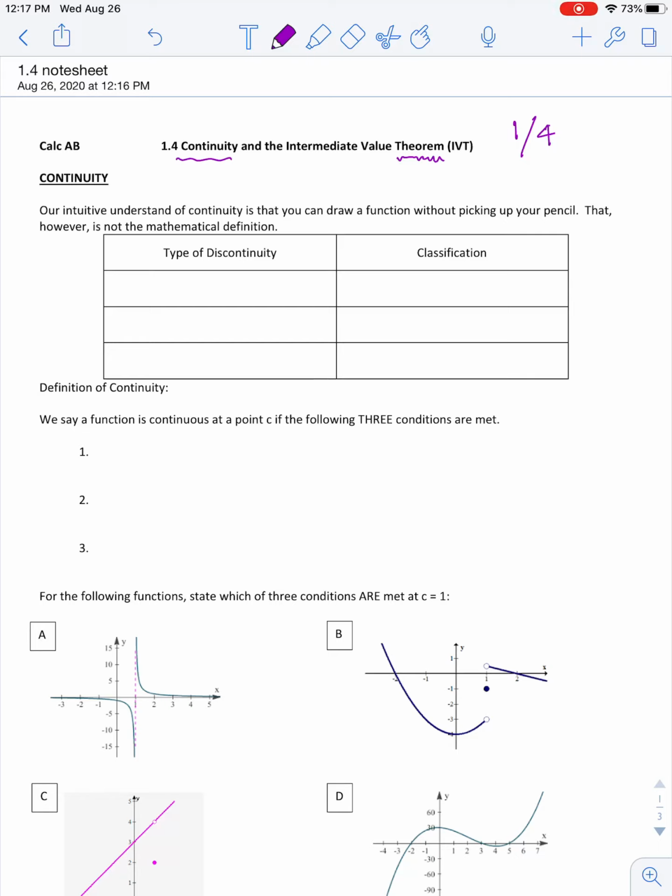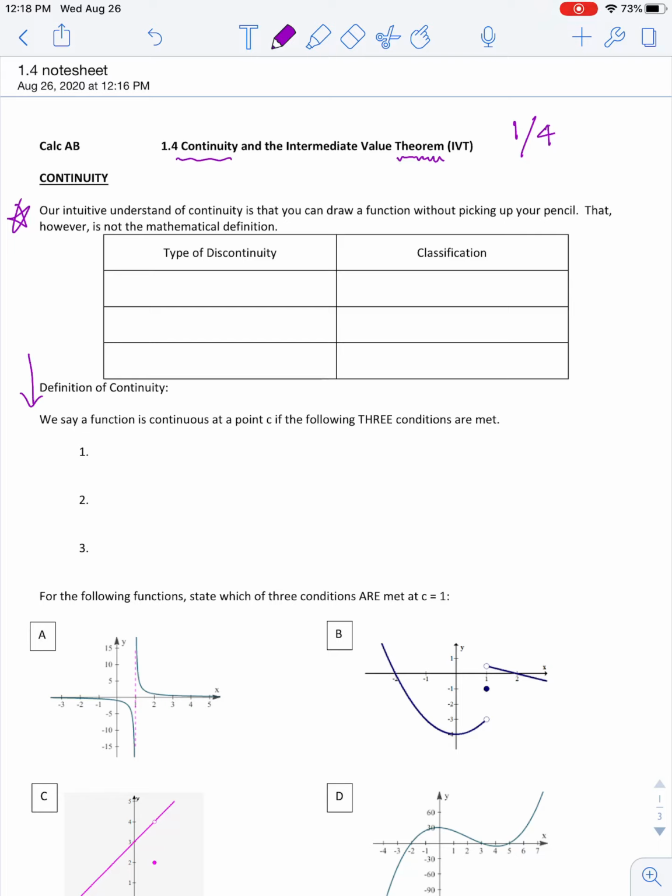Our intuitive understanding of continuity is that if you can draw a function without picking up your pencil, that function is continuous, right? But that's not the mathematical definition. We're going to get down to that definition down here. But before we do that, I want to talk about some things that kind of break up continuity.